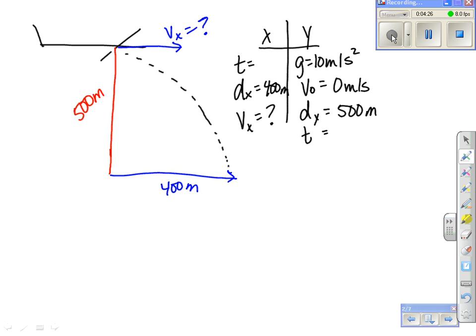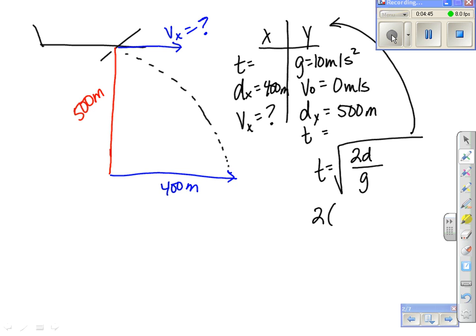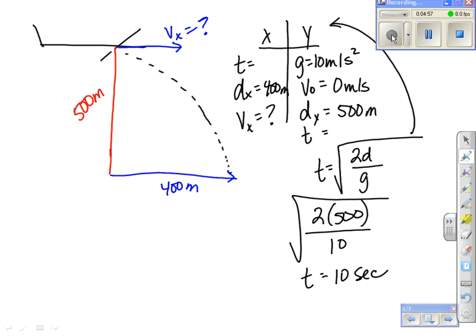So the first thing to solve for is our time. Now on this side of the equation, or on the y, you can always use this formula. You cannot use this formula on the horizontal side. So this can only be used on this side of the t-bar, okay? So we have the square root of 2 times our 500 divided by our 10. This gives us a time of 10 seconds. So that would also mean that this is 10 seconds.